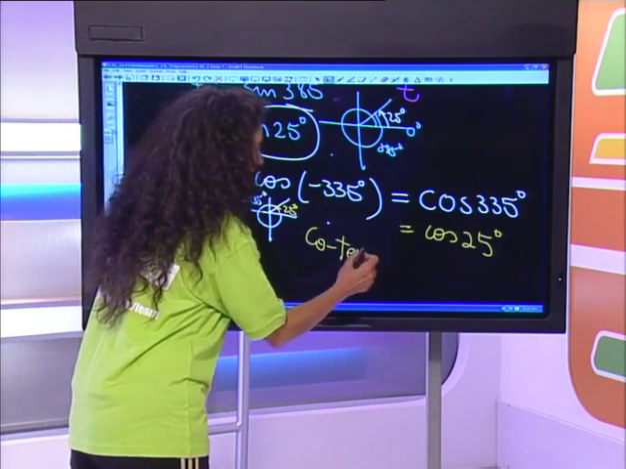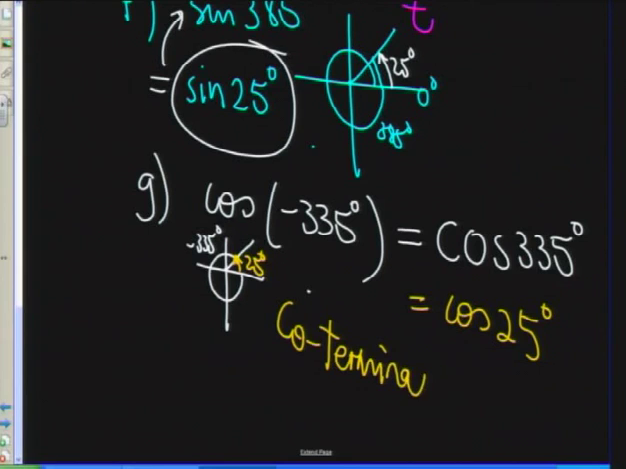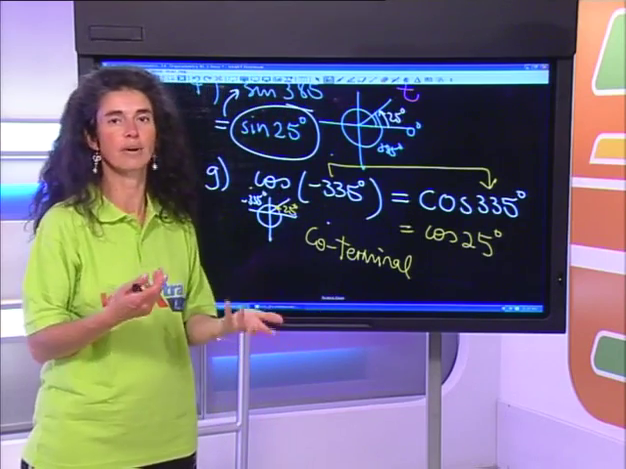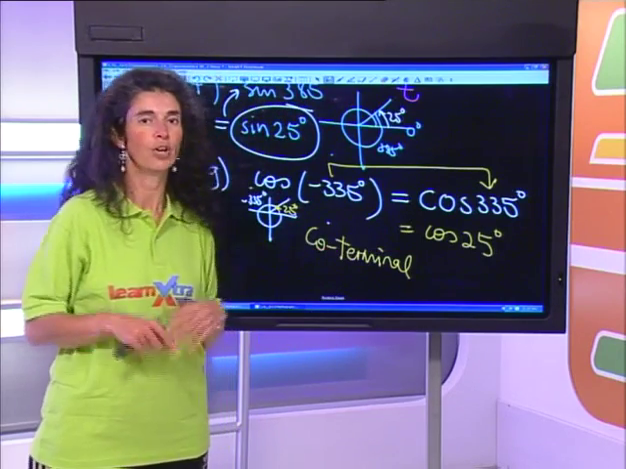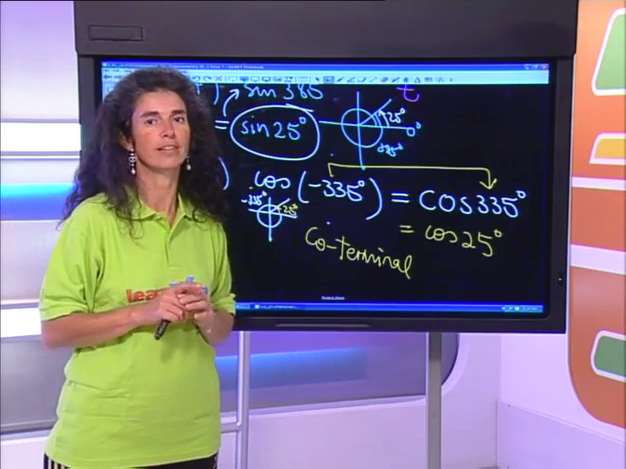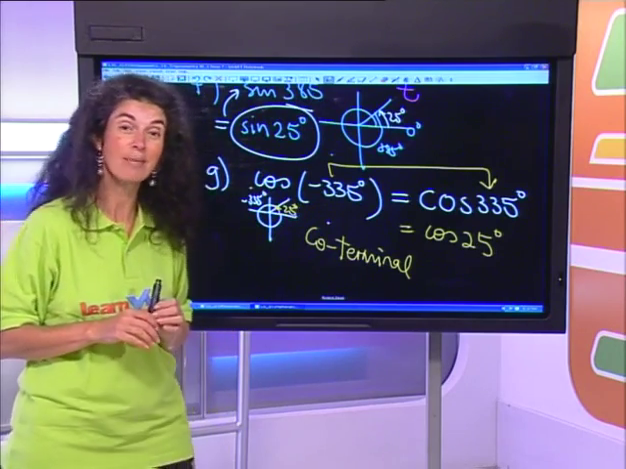Some people find it easier. Others just say, you know what, let me use my negative rule, which means if I change the angle, I don't change the sign, it stays the same sign, and then just reduce and say that that's 360 minus 25. Fourth quadrant, cos is positive, and there's the reduced value. So there are two different ways that will give you exactly the same answer.